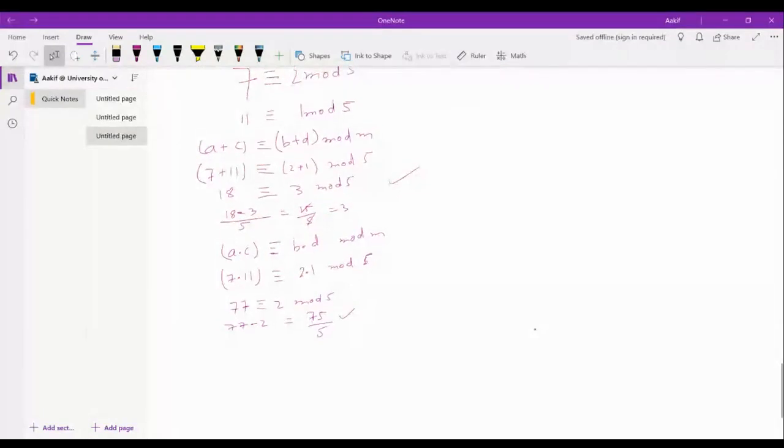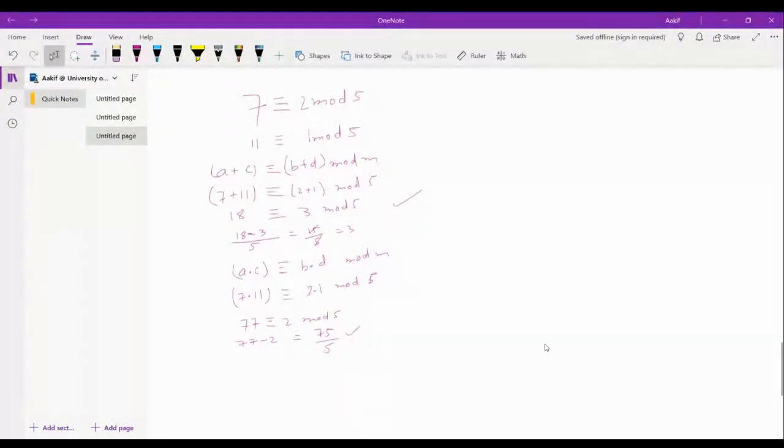So any questions so far? Now let's have a look at some of the algebraic manipulation of congruences.